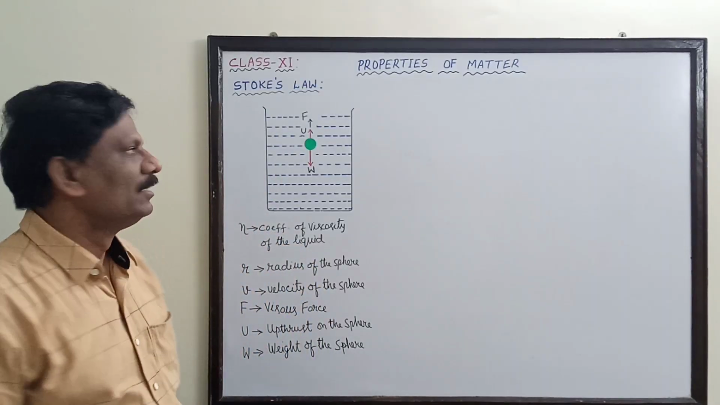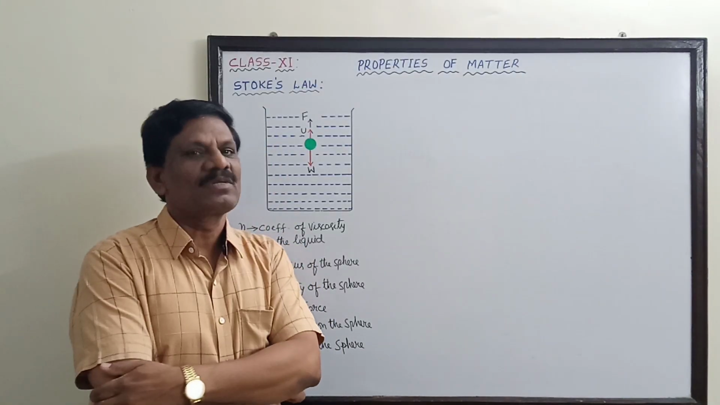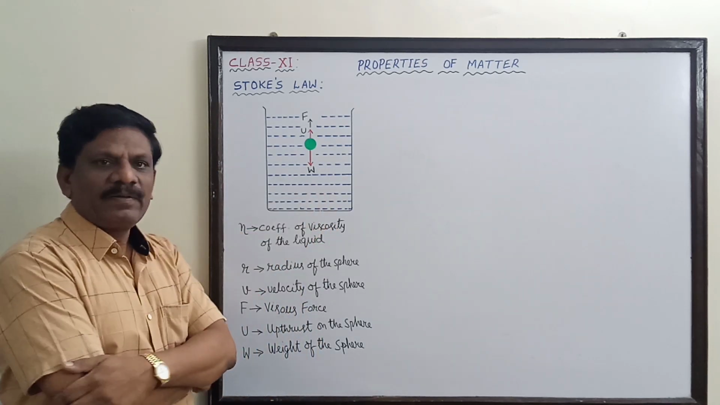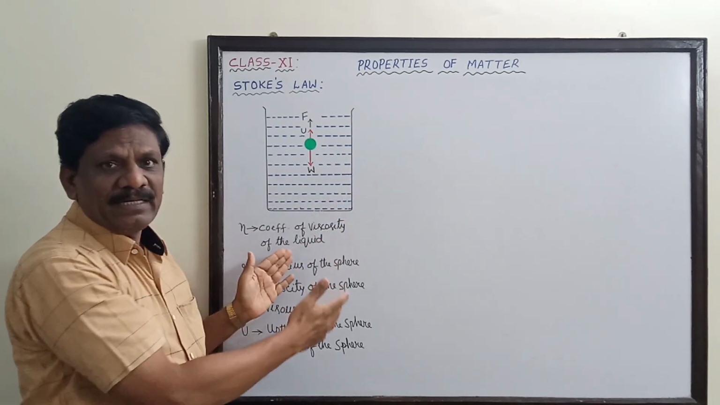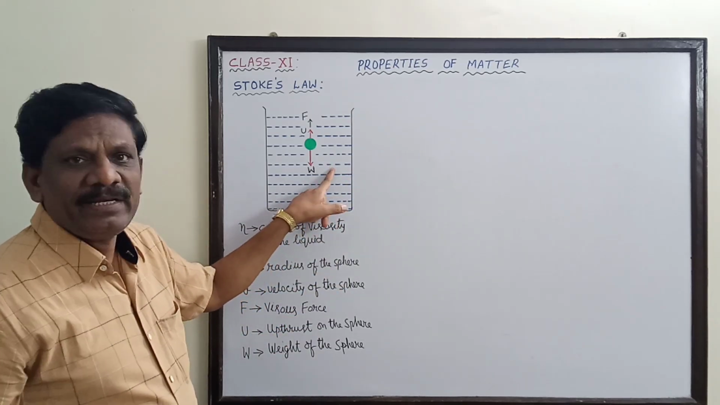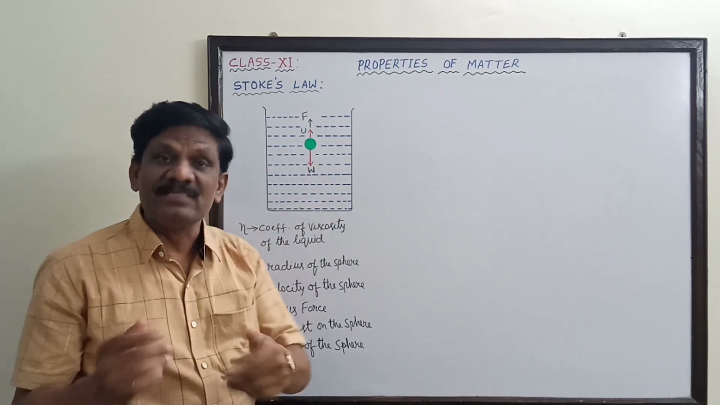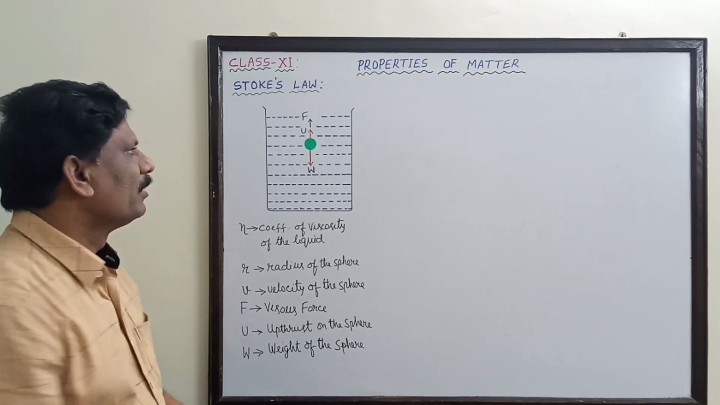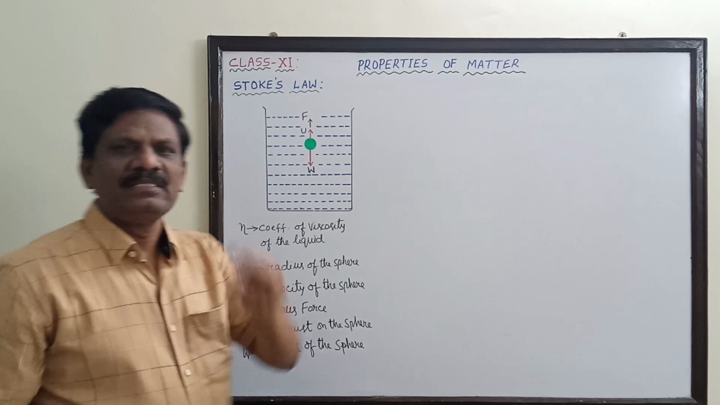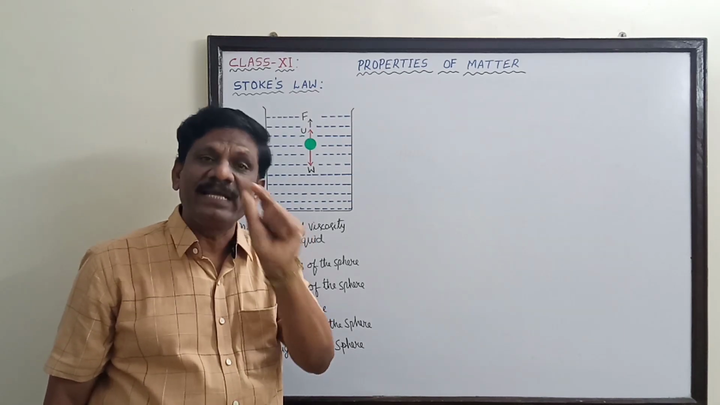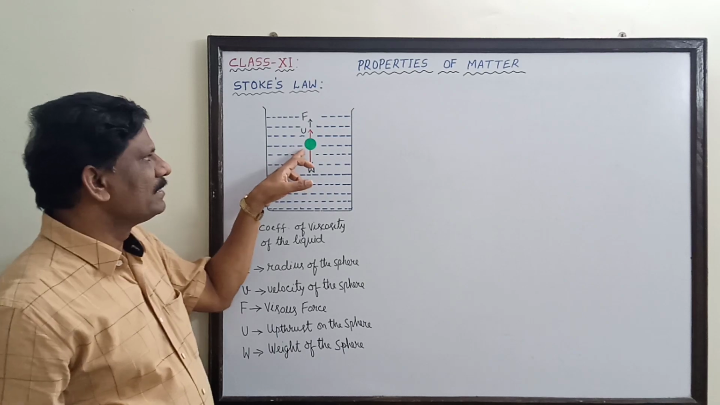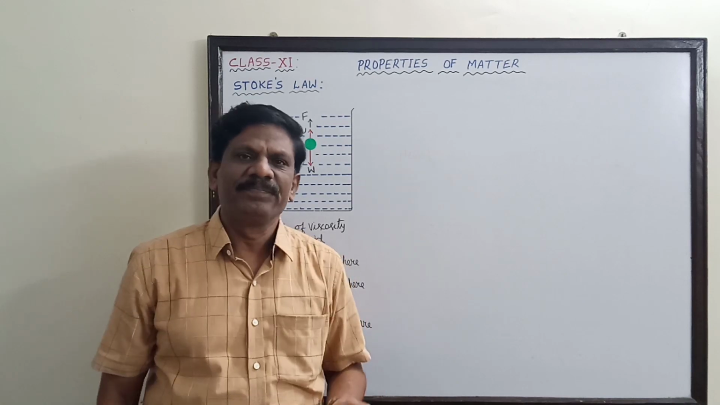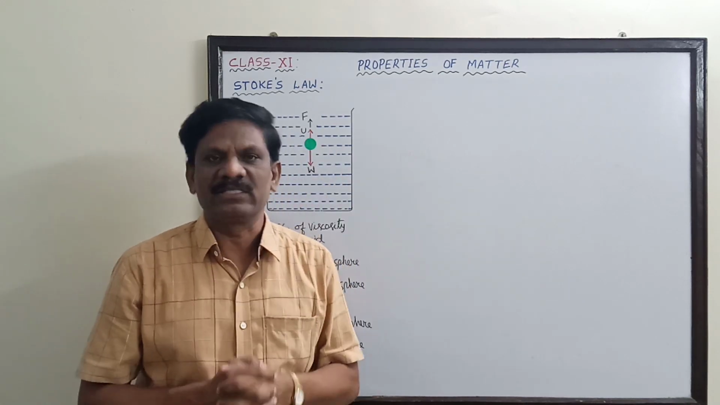Hi students, today we are going to study Stoke's law in viscosity. Now in this picture, there is a beaker containing a highly viscous liquid like glycerin. Glycerin has high viscosity compared to water, and inside it I just drop a small metallic sphere. You can see here, this is a sphere which is dropped inside the liquid. As I drop the sphere, it will descend in the downward direction.